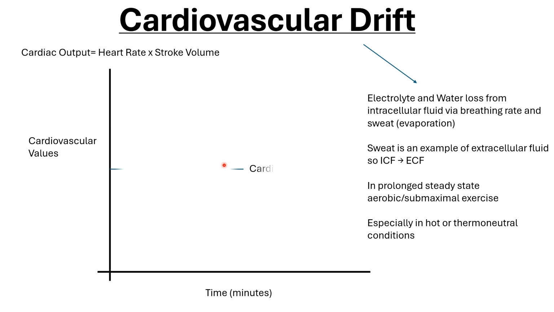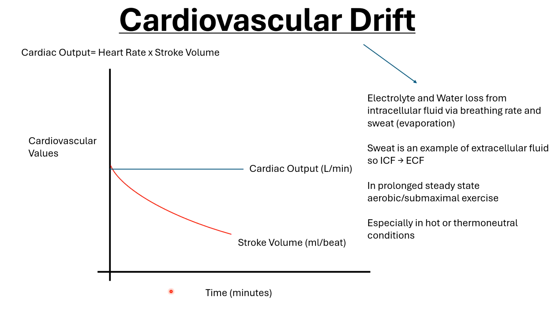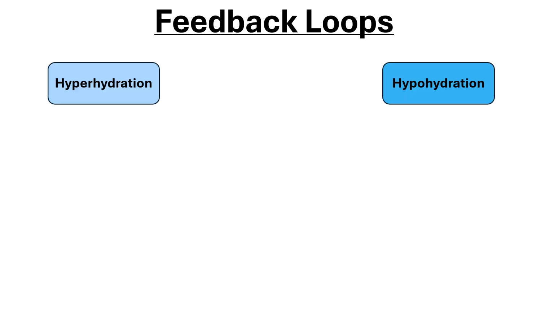Another problem in cardiovascular drift is that during exercise your body wants to maintain a high cardiac output, but stroke volume starts decreasing over time. So in order to compensate, your body increases your heart rate, because the formula for cardiac output needs both a high heart rate and a high stroke volume, but because the stroke volume goes down, you want to compensate with the heart rate. Hope that makes sense.